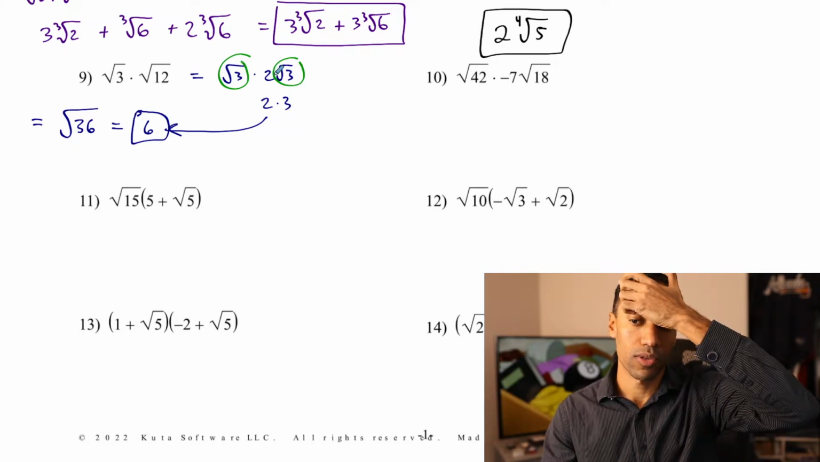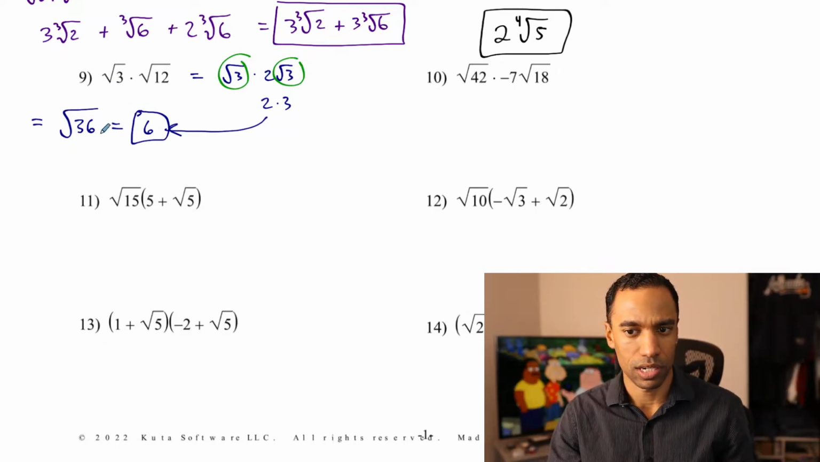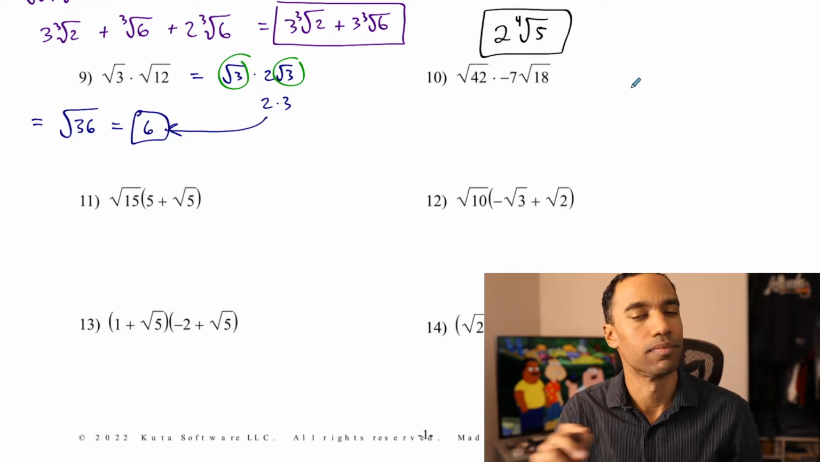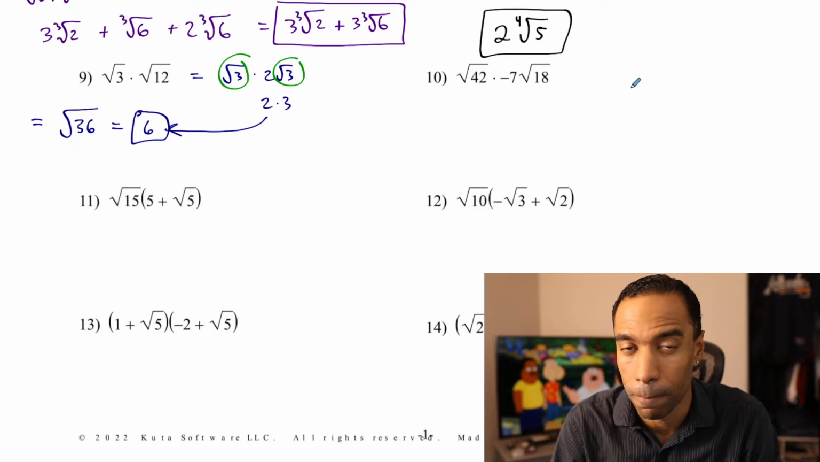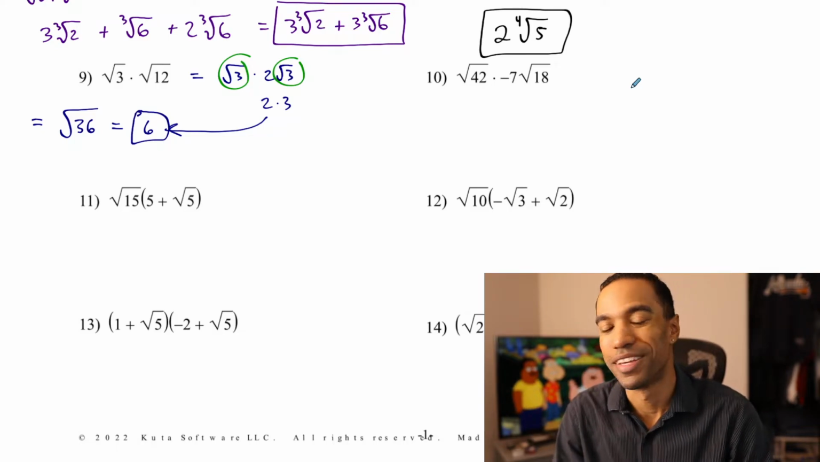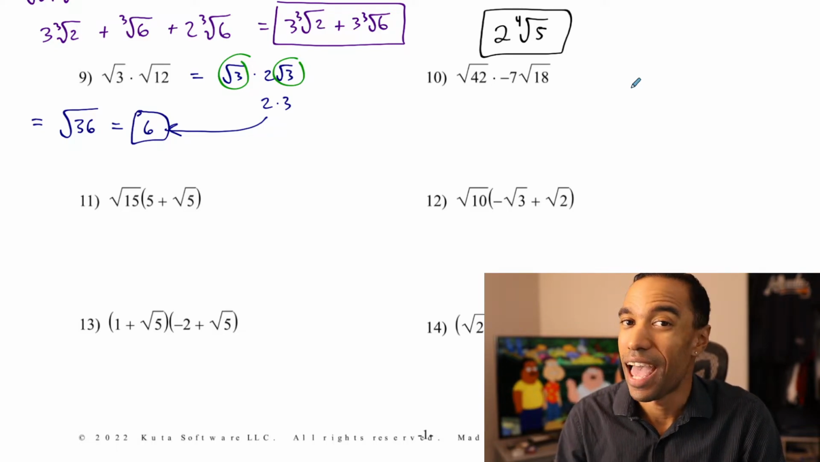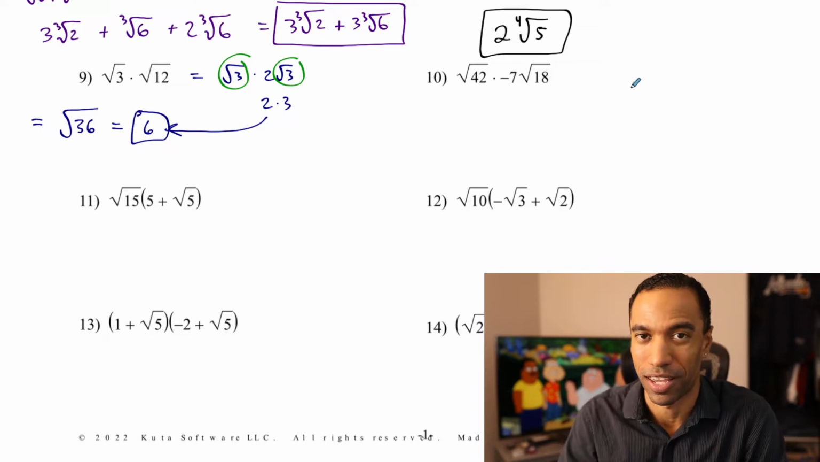Okay, so why did I start that second one? That looked a little harder than what I just did here, right? Well, do that here. The square root of 42 times the square root of 18. Figure that out. I'll wait. Figure that out, and then simplify it.